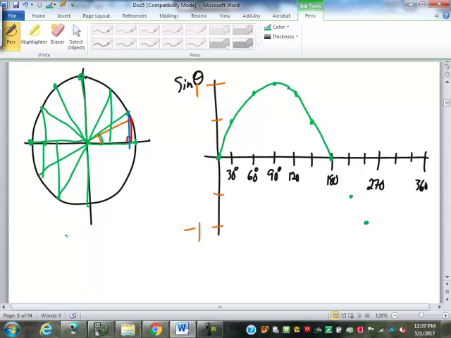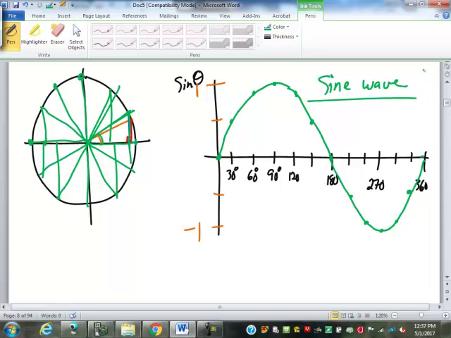At 270, negative 1. At 300, negative 0.866. 330, negative 0.5. And at 360, 0. Now, I squeezed them together a little bit in the second half of that. But you can see we get this wave, and it keeps going. At 390, we're back up to 0.5. And at 420, we're back up to 0.866. This sine wave, because of its cyclical nature going around and around that circle, will keep on going forever.